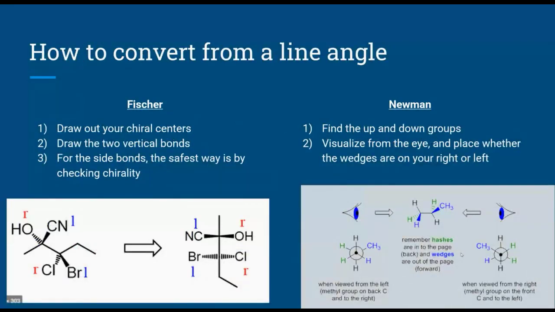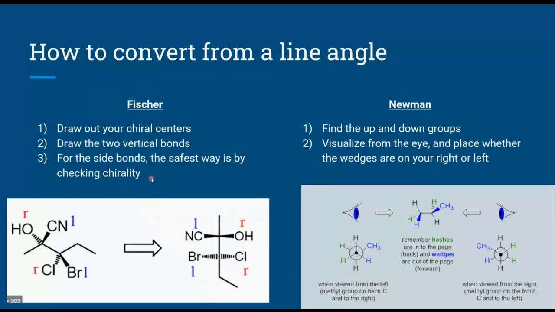So now let's figure out how we can convert from a line angle to each of these projections. For a Fischer projection, you're going to draw out your chiral centers like so. You're going to draw the two vertical bonds. The vertical bonds are the ones that are in plane without a wedge or a dash. So here it's going to be the CH3 bond, and right here it's going to be the ethyl group. So we can get those sorted.